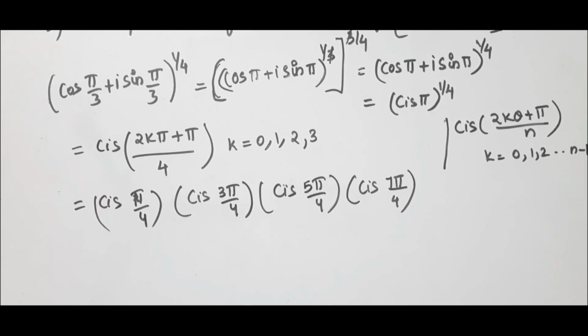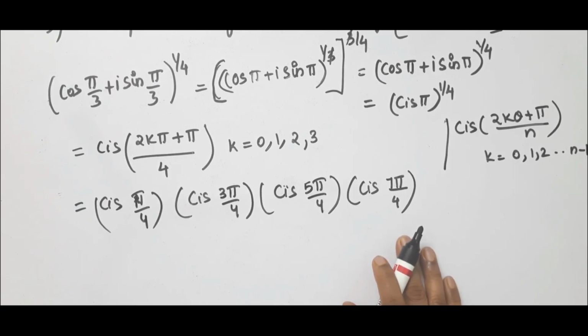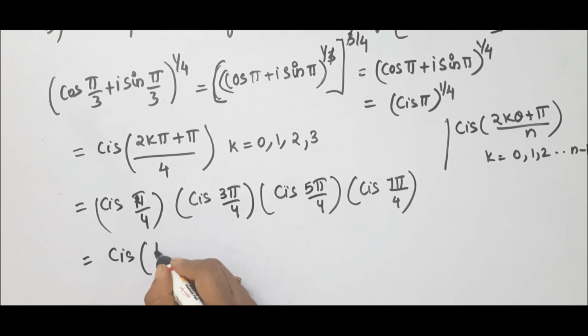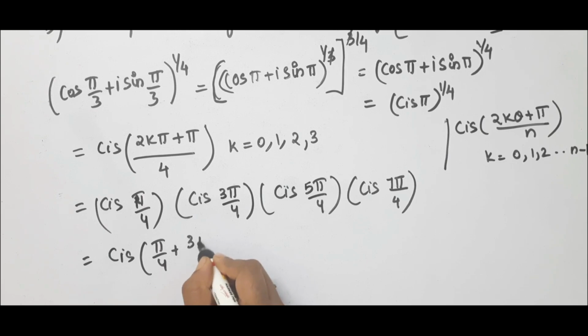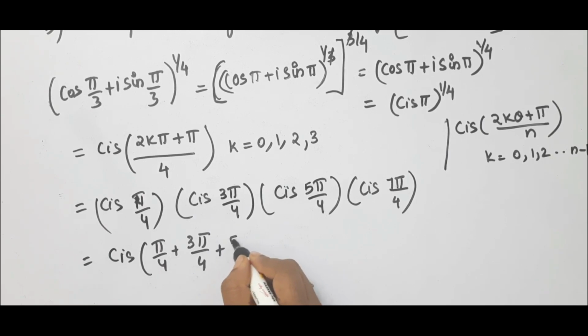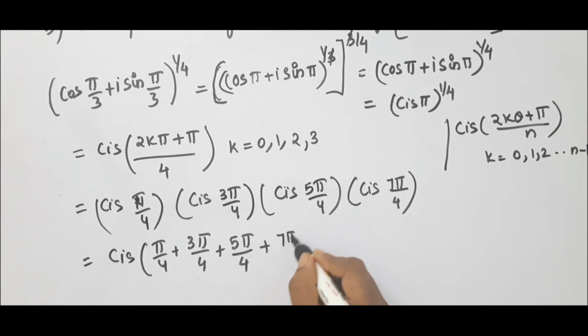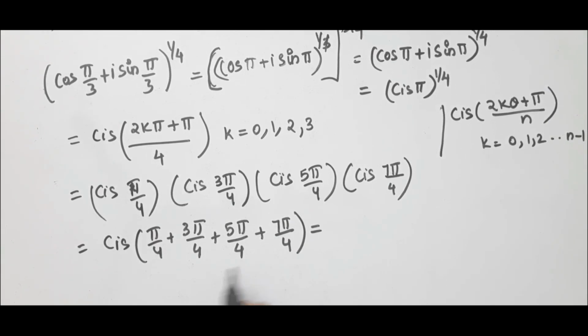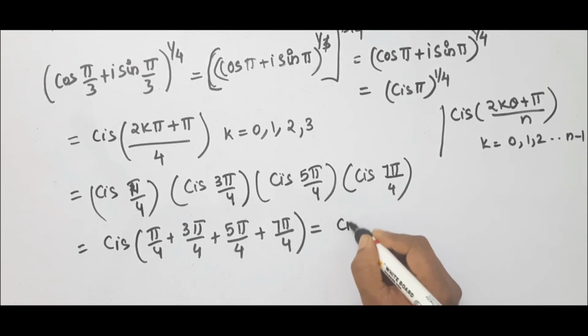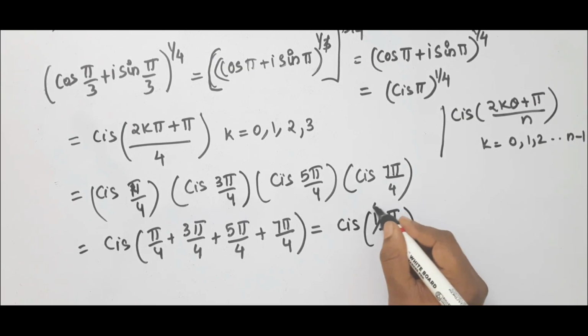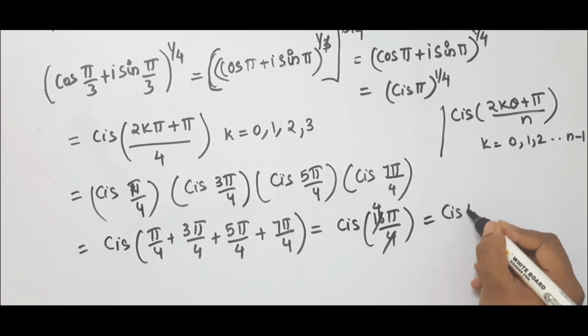Now, as we studied before, for the product of cis of angles we have to just add the angles: cis of pi by 4 plus 3 pi by 4 plus 5 pi by 4 plus 7 pi by 4. This is equal to, as the denominator is the same, 1 plus 3 is 4, 4 plus 5 is 9, 9 plus 7 is 16. So we will get cis of 16 pi by 4. Now if we cancel, this is nothing but 4. So cis of 4 pi.